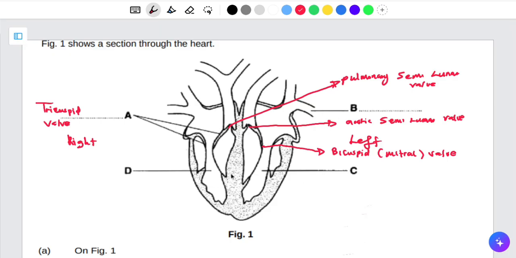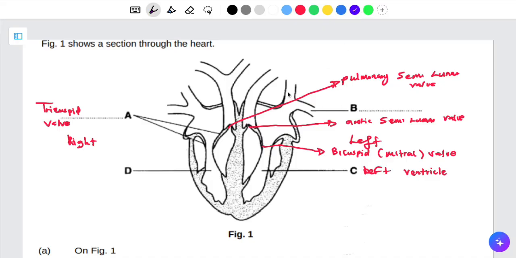Then apart from that one, let's try to identify these parts here. So we have part C. So part C is called the left ventricle. The left ventricle. Okay, and then we have part B, which is called the left pulmonary vein. So let me use a different color here.